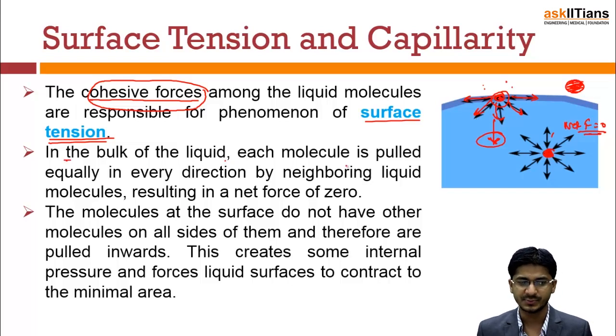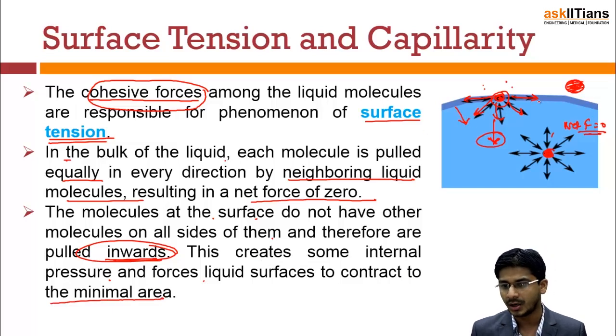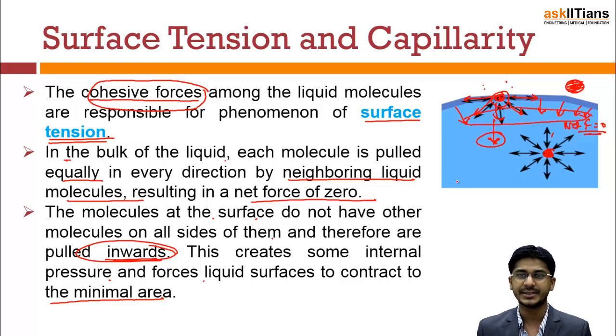Now in the bulk of the liquid, each molecule is pulled equally in every direction by neighboring liquid molecules, resulting in a net force of 0. The molecules at the surface do not have other molecules on all sides of them and therefore are pulled inwards. This creates some internal pressure and forces the liquid surface to contract to the minimal area. Since there is a force acting on the surface from all directions, it tends to contract it to a very minimal area. It tends to make the surface with minimum surface area.